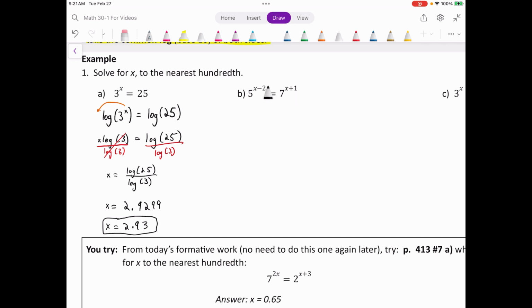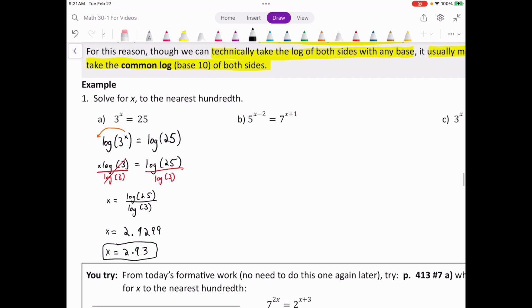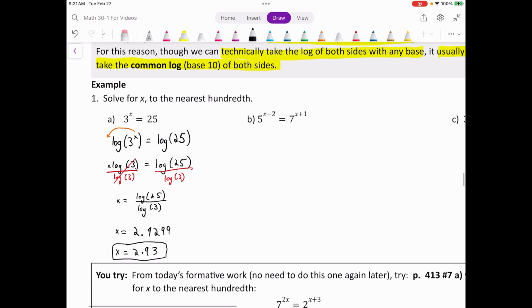This one's a little, we couldn't really do the estimation thing we did here because, who knows, right? We could really think about it, but it's probably easier to just jump in and start taking the logs of both sides. So I'm going to take the log of both sides to work on getting that x out of the exponent, right? That's the first thing we'll deal with here. So I'm going to do log of 5 to the x minus 2, and that's equal to, take the log of this side, log of 7 to the x plus 1, right?